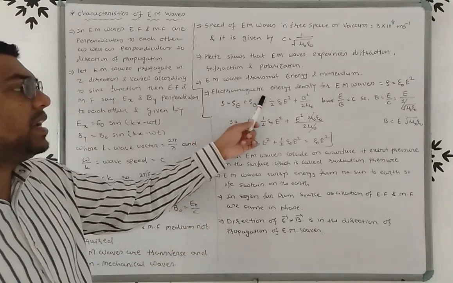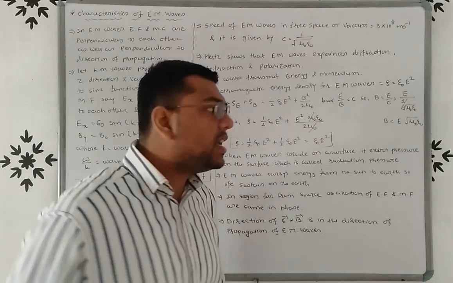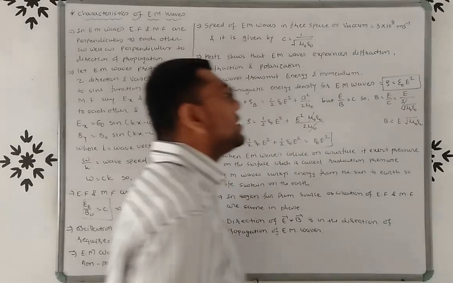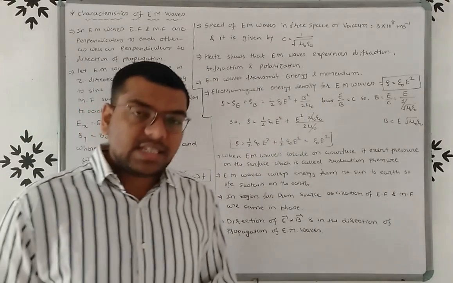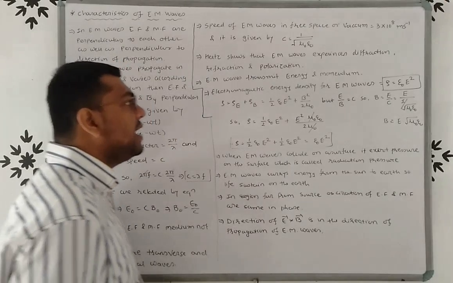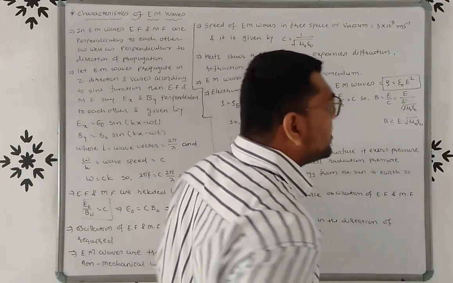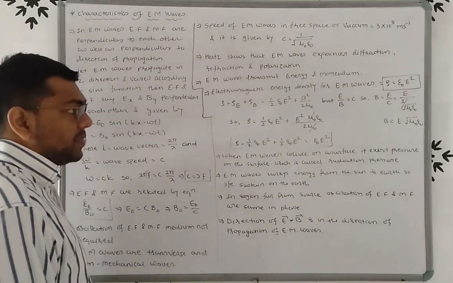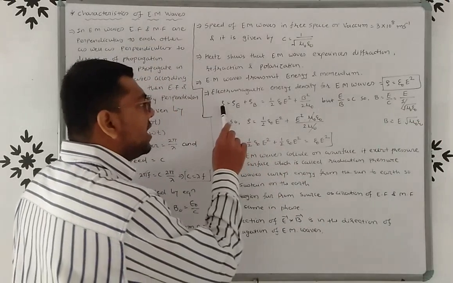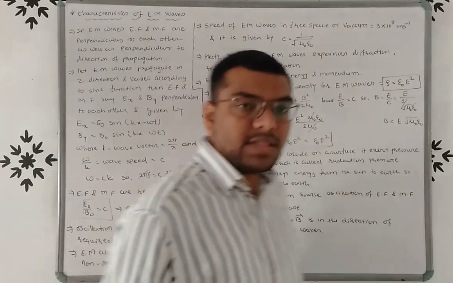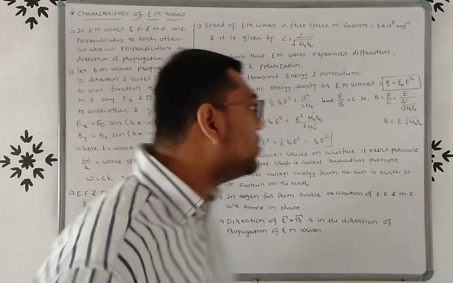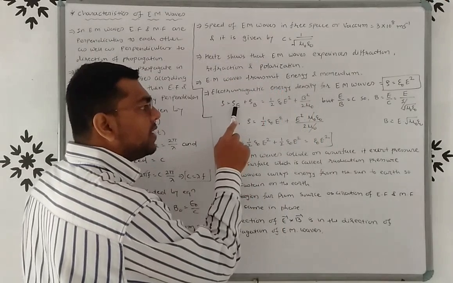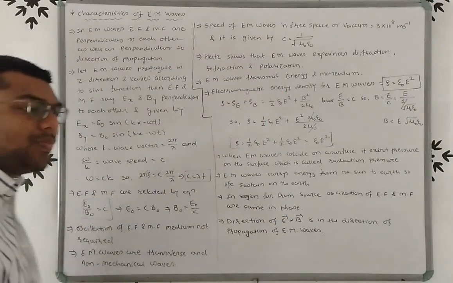Next, the electromagnetic energy density for EM waves is ρ = ε0E². So the energy density of an EM wave is ρ = ε0E². How can we prove this relation? See here, the EM waves consist of electric and magnetic fields. So the energy density of the EM waves equals the energy density of the electric field plus the energy density of the magnetic field.